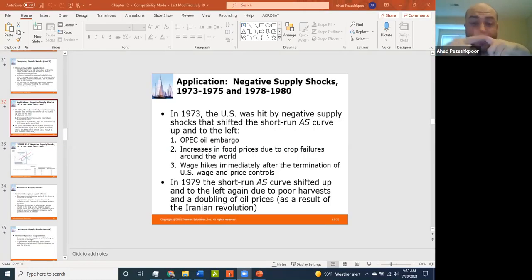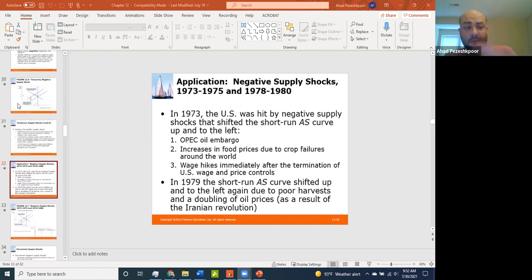We're going to finish chapter 12. Yesterday we talked about general equilibrium, aggregate demand and aggregate supply, and how they lead an economy towards a general equilibrium in which every market clears.